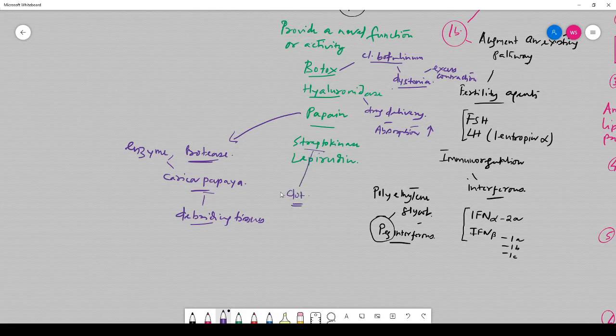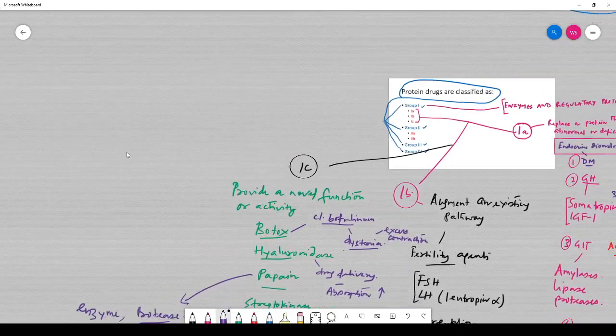Okay, it can remove the clot. So lepirudin, it's a what? Anticoagulant. Right. So those are the group 1 drugs. So what are group 2 drugs?